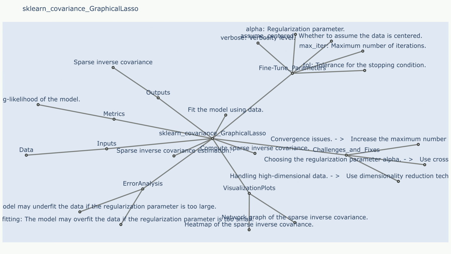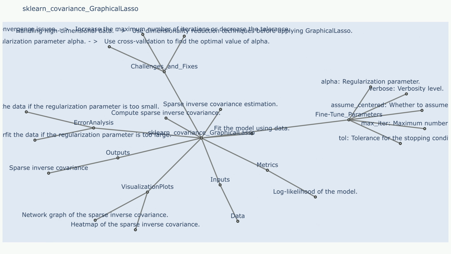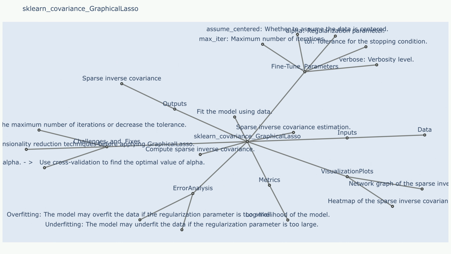Challenges and fixes. Challenge 1: overfitting, especially when the number of variables is high relative to the number of data points. Sample use case that resulted in challenge 1: a dataset with 100 variables and only 50 data points. Fixes to challenge 1. Regularization: increase the alpha value to impose more sparsity. Feature selection: reduce the number of variables by selecting only the most relevant ones.